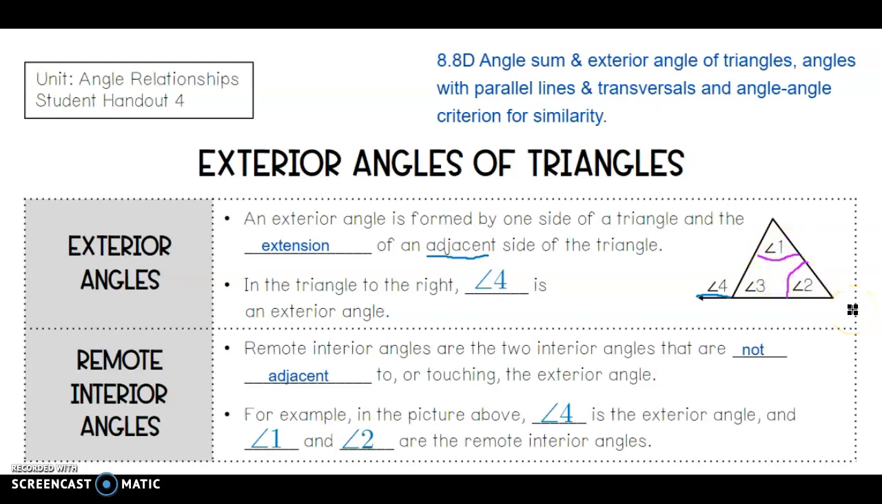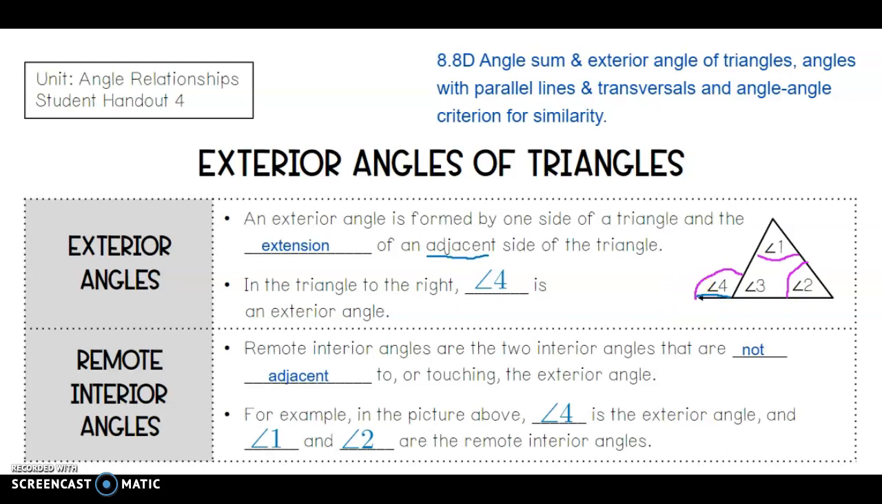Okay, so have you ever been to a remote location or seen a movie or a TikTok about a remote location, maybe somewhere tropical? Remote means you have to travel a little bit to get to it. It is a distance away. And that is how I want you to think about the interior angles on a triangle and how they are remotely separated from that outside exterior angle.